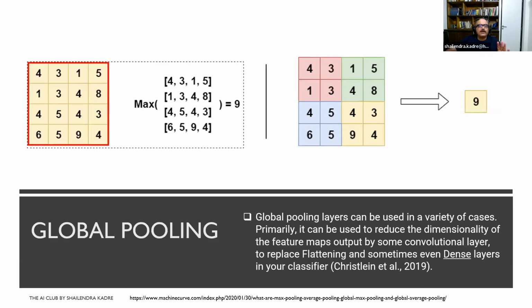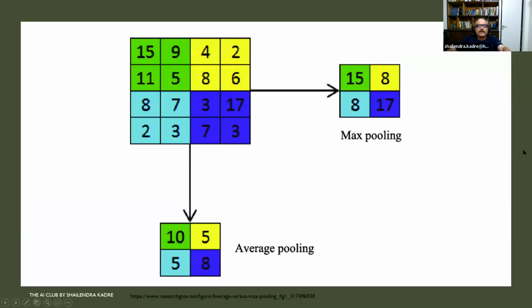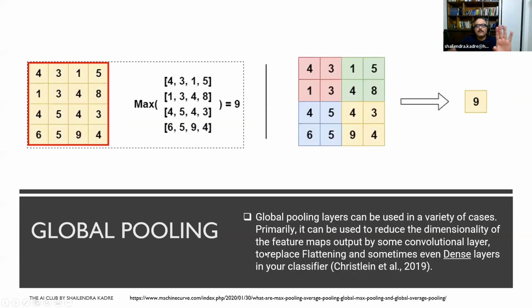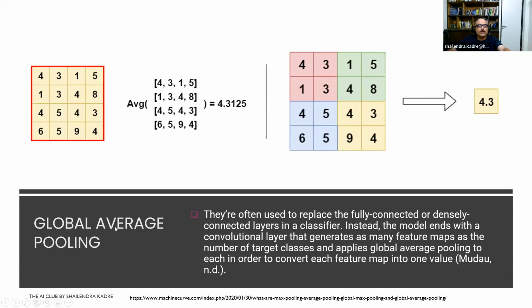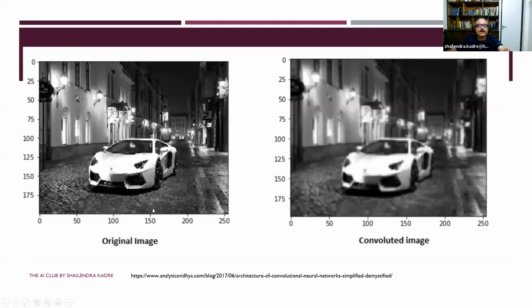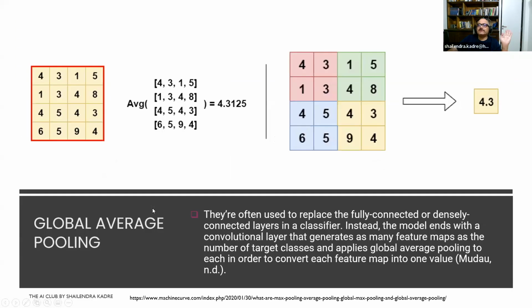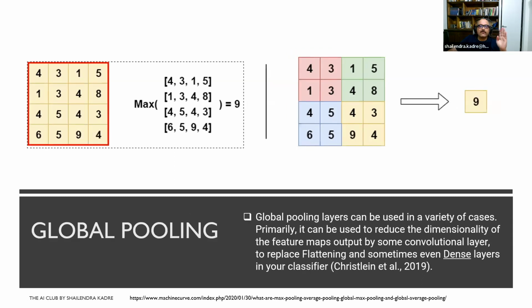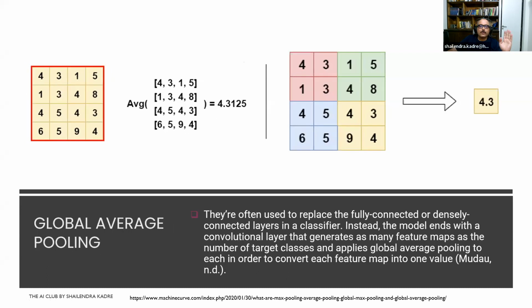This global max pooling and global average pooling, these 2 things I am just giving you for the sake of completeness, for the sake of showing that these kinds of things also exist. It would have been better if I had not confused you with global max pooling and global average pooling.